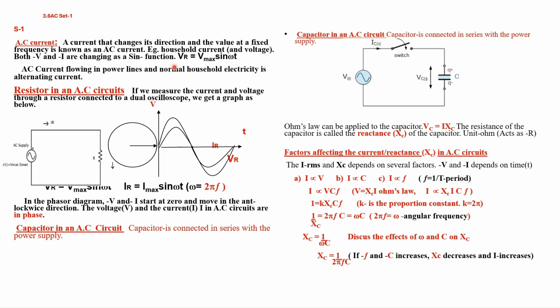So VR, that is the voltage across the resistor. For example, if that is the circuit, an AC power supply, with current passing through R, the formula for the voltage across the resistor is VR equals V maximum, there is a maximum voltage in the circuit, we are going to discuss that later, sine omega t. That is the important thing. That is because the AC voltage acts as a sine function.